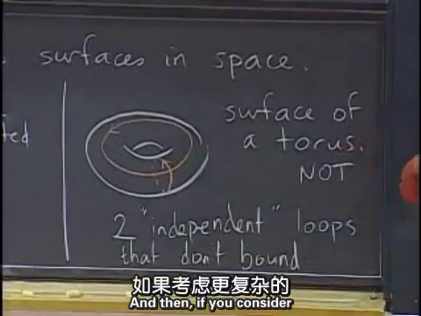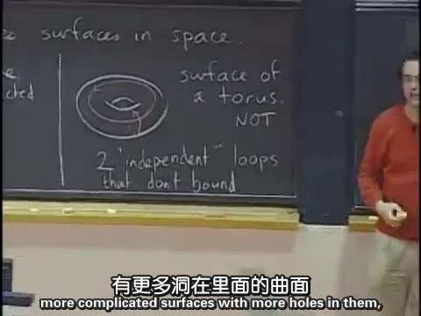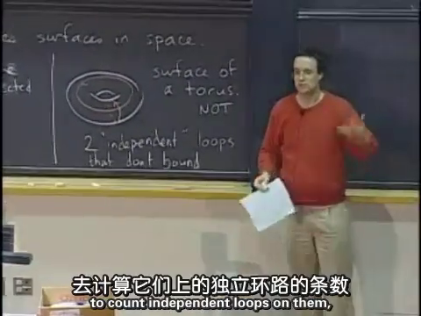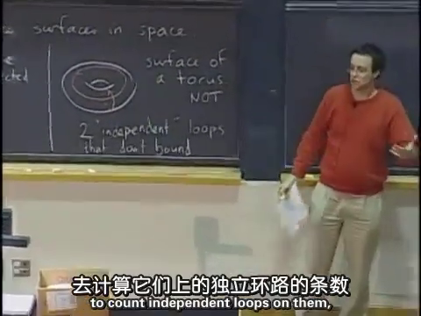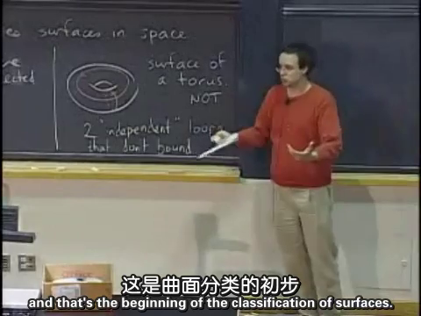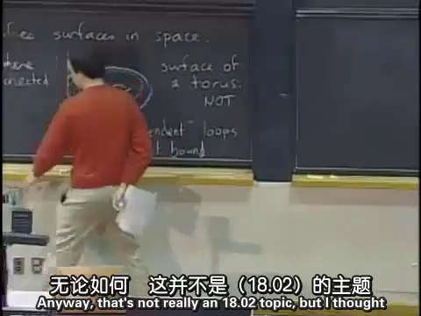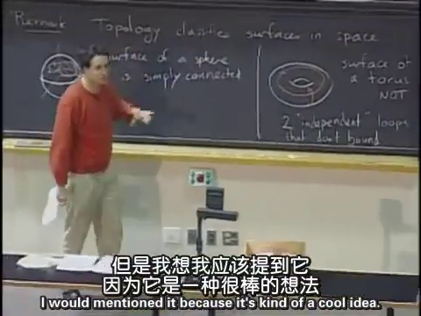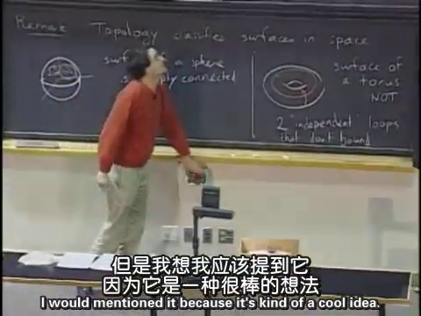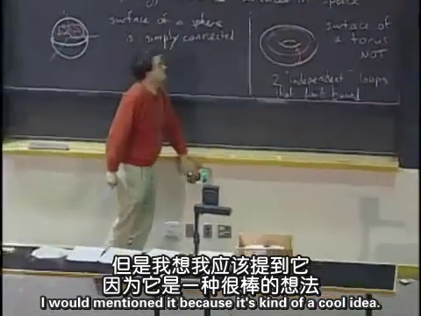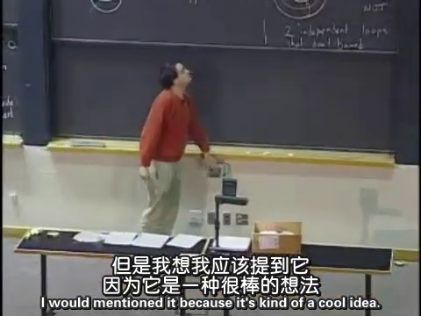And then if you consider more complicated surfaces with more holes in them, you can try somehow to count independent loops on them. And that's the beginning of the classification of surfaces. Anyway, that's not really an 18.02 topic, but I thought I would mention it because it's kind of a cool idea.